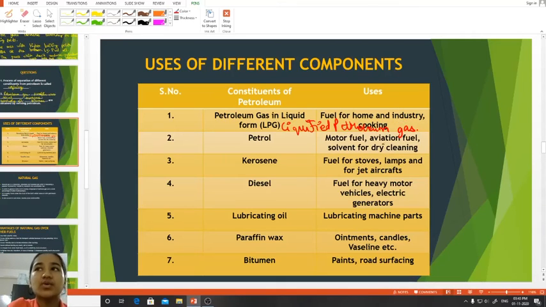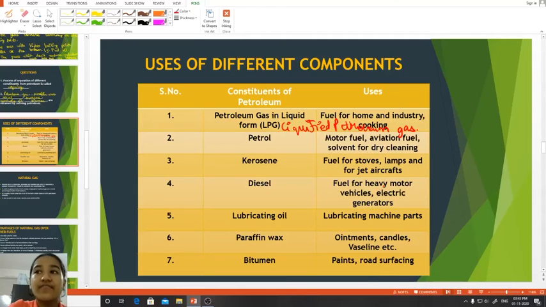Petrol we use for motor fuel, aviation fuel, and as a solvent for dry cleaning. Solute and solvent you might be aware of: the solute is the salt, the solvent is water, and the solution they form is salt water. Kerosene is fuel for stoves, lamps, and also jet aircraft.